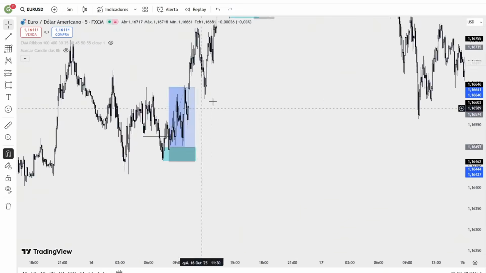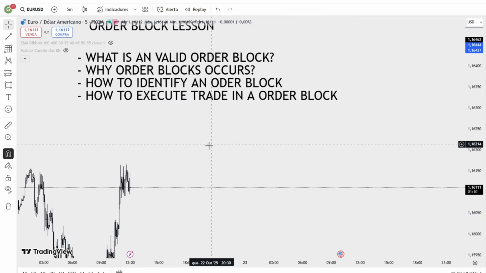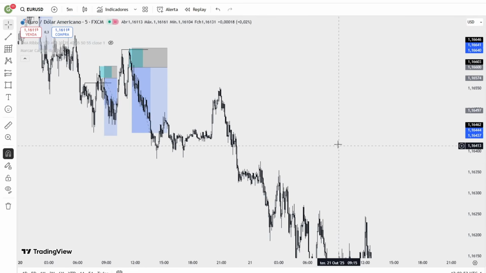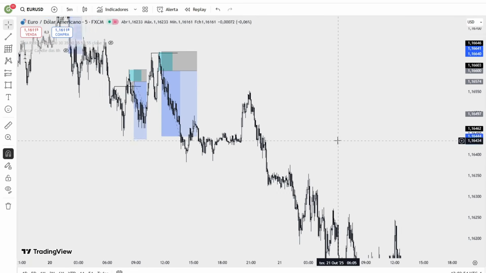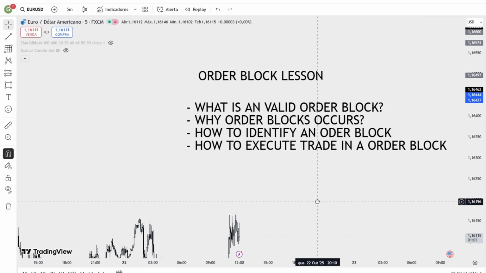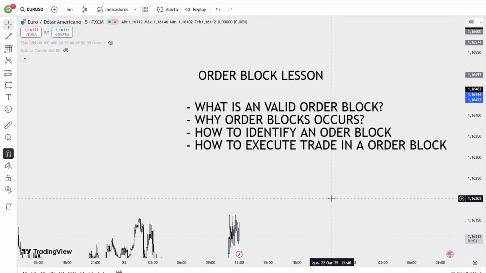So this is basically it, guys. An order block is only a valid order block with a manipulation. When you begin to see it, you cannot unsee it. I hope it helped you, and if you take this video seriously and apply everything I just taught you, you're going to be extremely successful.